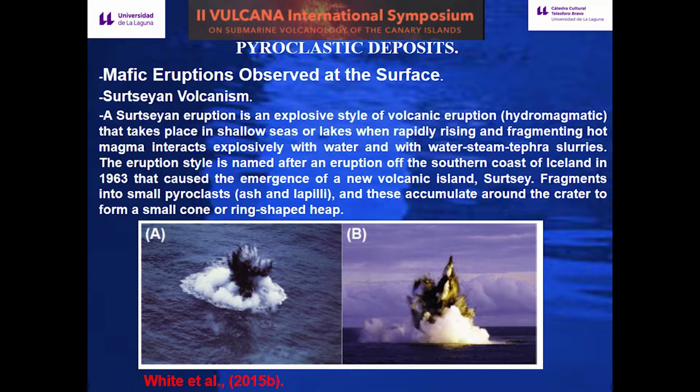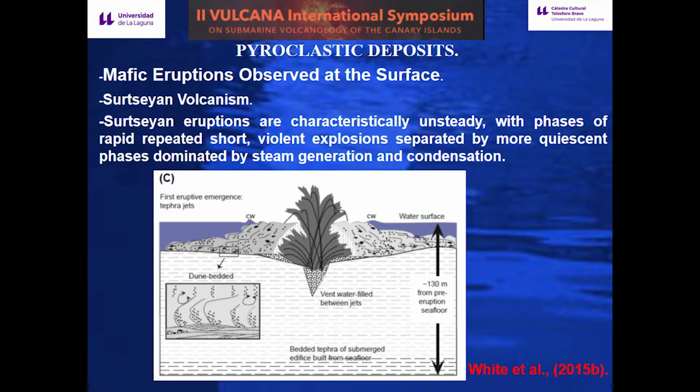The magma fragments into small pyroclasts, ash and lapilli, and this accumulates around the crater to form a small cone or ring-shaped tuff ring. Surtseyan eruptions are characteristically unsteady, with phases of rapid, repeated, short, violent explosions separated by marked quiescent phases dominated by steam generation and condensation.